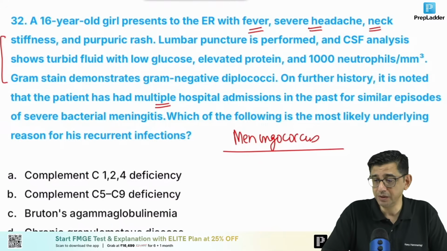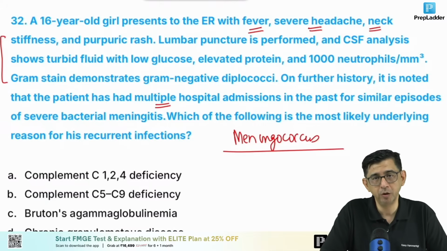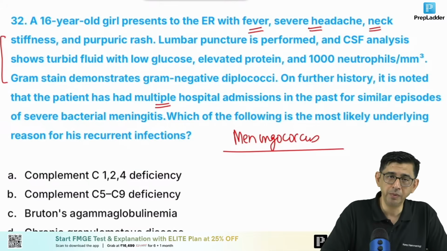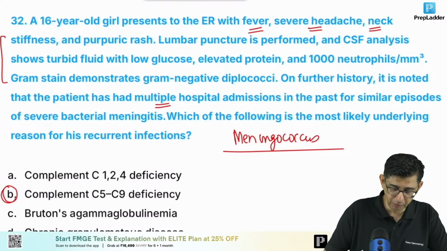And then it strikes me, yes, repeated episodes of meningococcal meningitis are seen with patients who are having problems with membrane attack complex. And what is membrane attack complex? It is C5 to C9 deficiency. The correct answer for this question would be option number B.